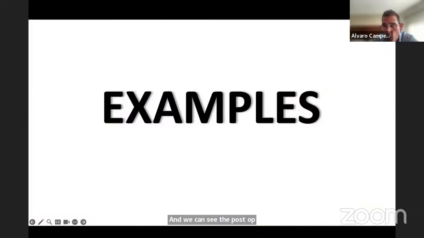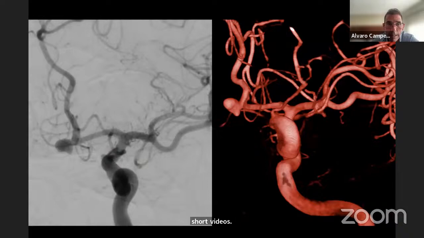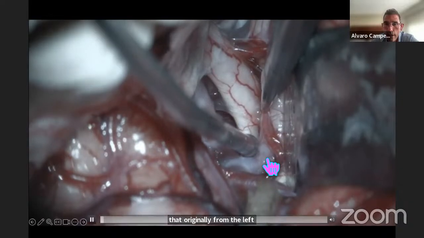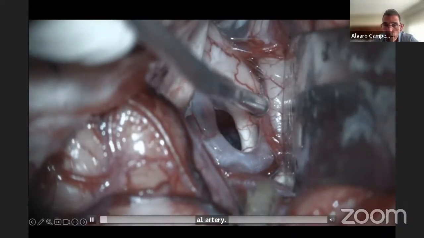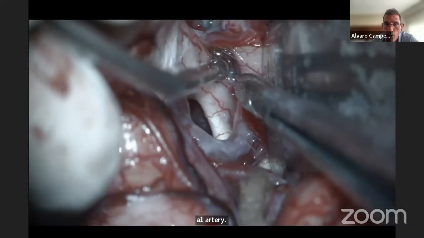I would like to show 3 short videos. With this, I will finish my lecture. One aneurysm that the origin is from the left A1 artery. So now, left pterional approach.